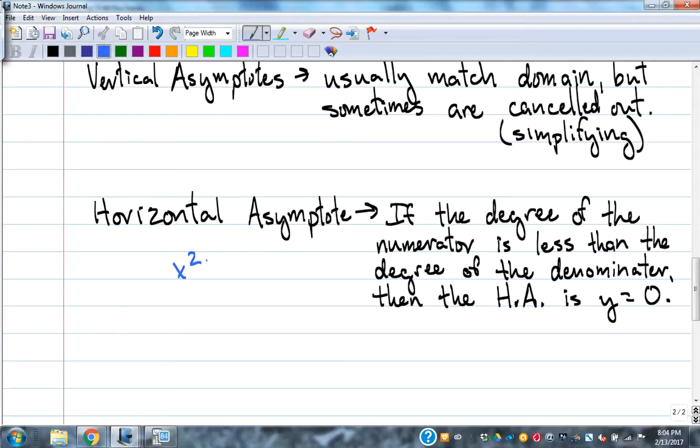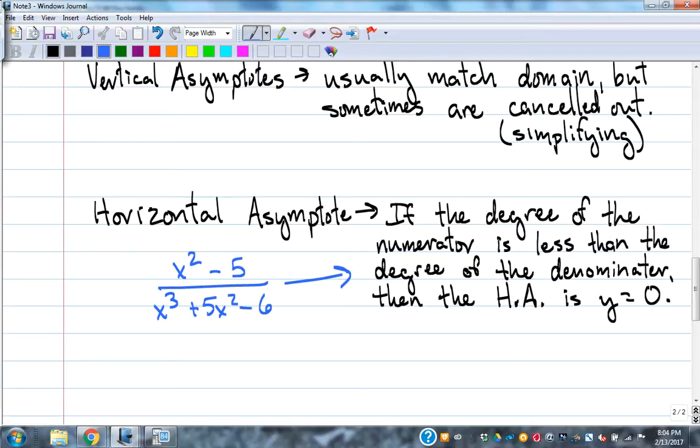An example of that would be something like if you had x squared minus 5 over x cubed plus 5x squared minus 6. There's an example of that happening. The numerator's degree is 2, the highest exponent. Remember that from 100, the degree is the highest exponent. The highest exponent on top is 2. The highest exponent on the bottom is bigger than that. So you automatically have a horizontal asymptote at y equals 0. You don't have to do any work. You don't have to solve it. You don't have to do anything. That automatically happens. That's one case for a horizontal asymptote.